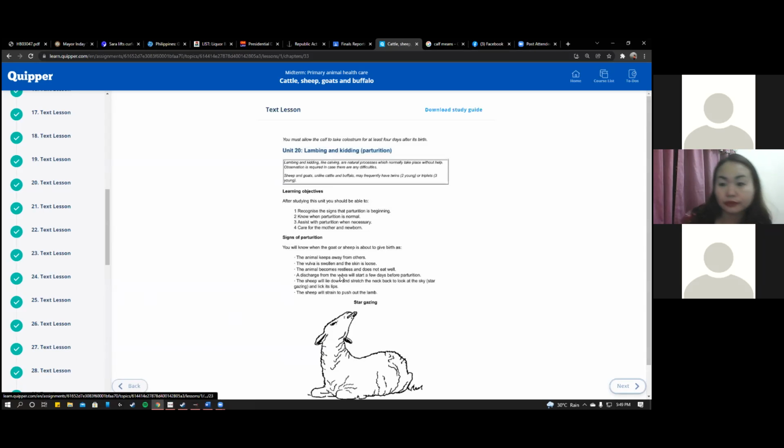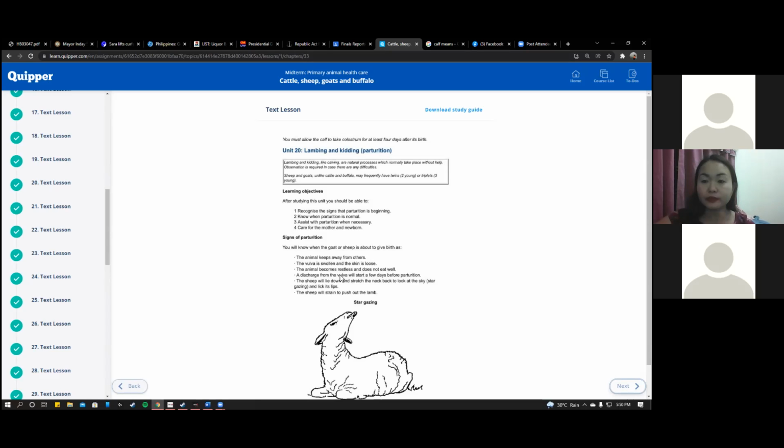So next, lambing and kidding, or the parturition. Lambing and kidding, like calving, are natural processes which normally take place without help. Observation is required in case there are any difficulties. Sheep and goats, unlike cattle and buffalo, may frequently have twins, 2 young, or triplets, 3 young.